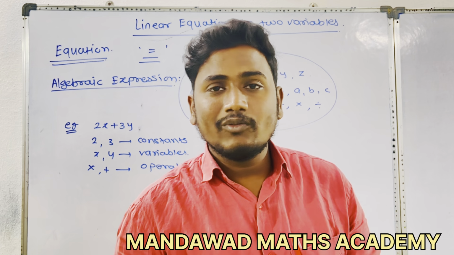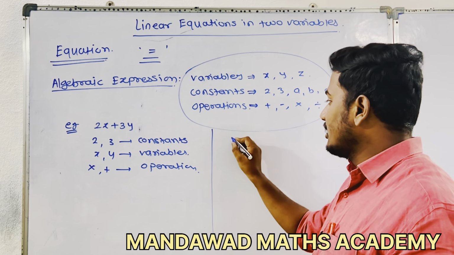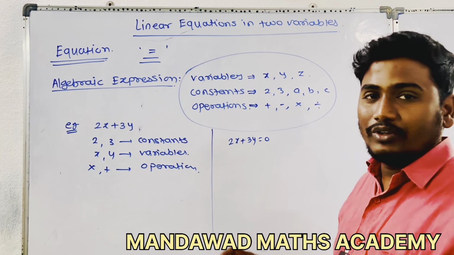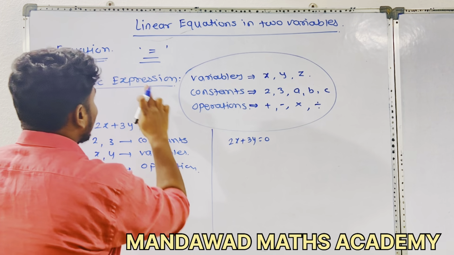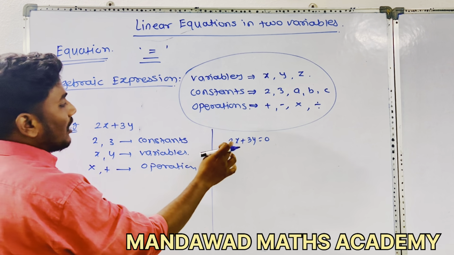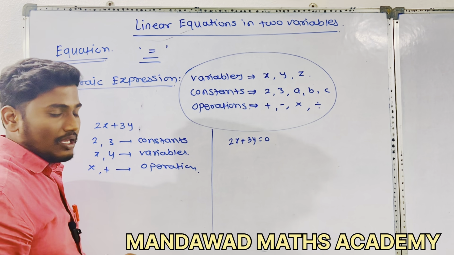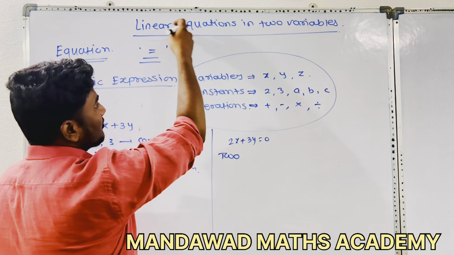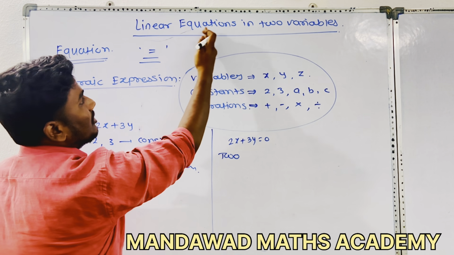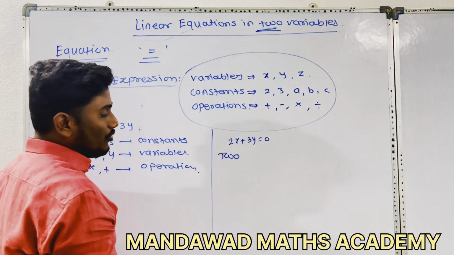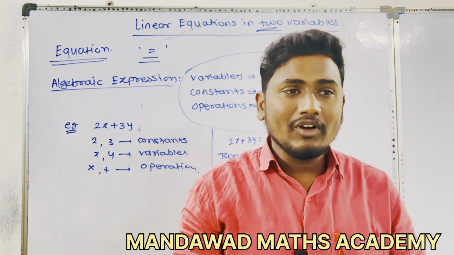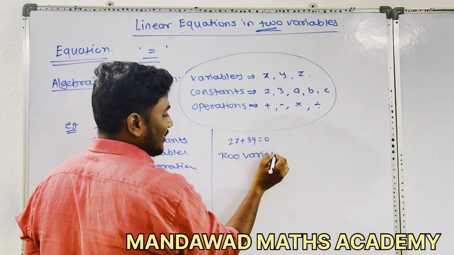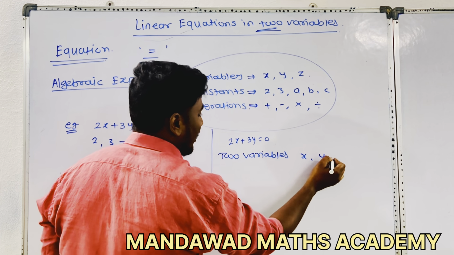So this is an expression involving an equal to sign. Suppose I take 2x plus 3y equal to 0, or we can take any number. So this is called an equation. When is this equation linear? This equation involves two variables. The name of the chapter is linear equation in two variables. Two variables means the equation involves two variables, which are x and y.